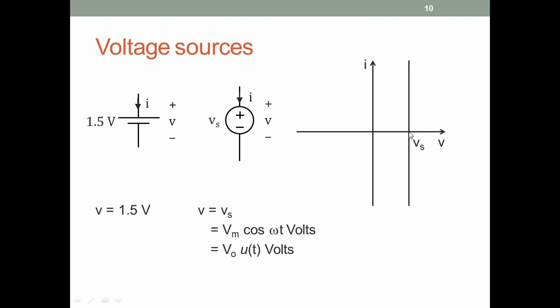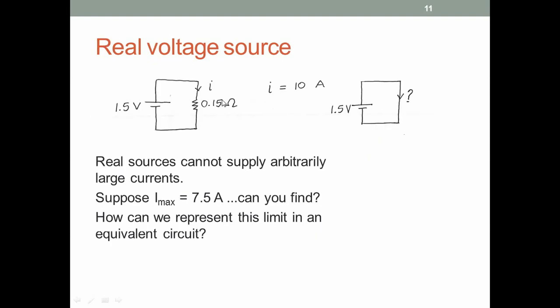Now let us make this a little complicated. Let us say I have this 1.5 volt battery and I connect a 0.15 ohm resistor across it. Then the current in this circuit will be 1.5 by 0.15, so 10 amperes will flow. Now suppose instead of a resistor I short circuit the battery. How much current will flow in this circuit? That is the question. So there are two answers.